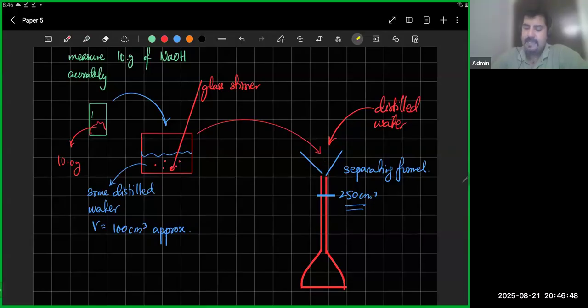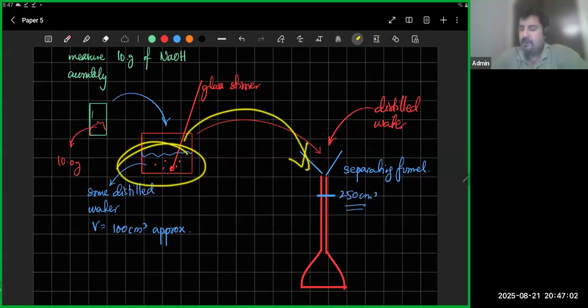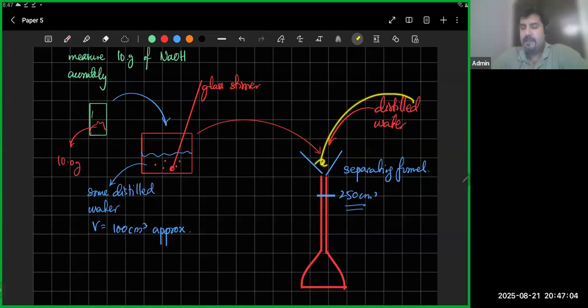The next thing I'm going to do later on, so he measured 10 grams of NaOH. He placed it in a small beaker, used a glass stirrer and started stirring until all the NaOH is dissolved. Once it has dissolved, he transfers it to a volumetric flask where he fills it up with distilled water.